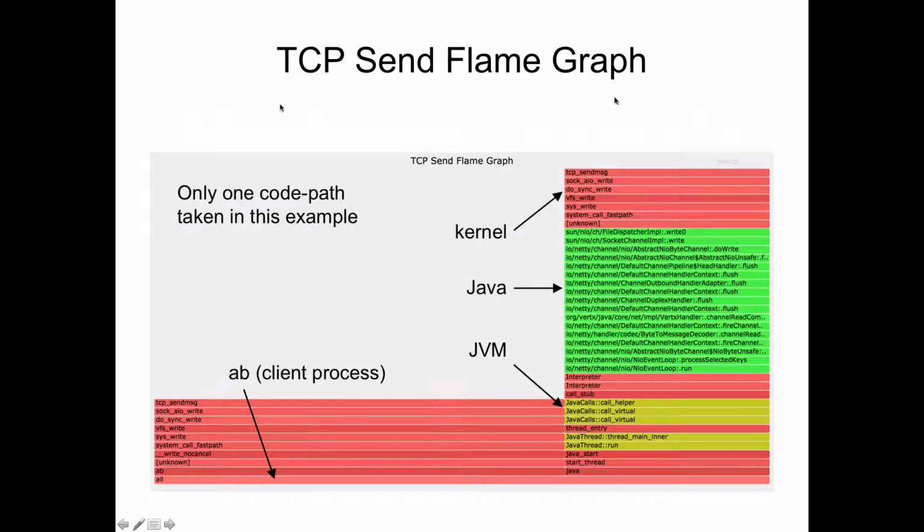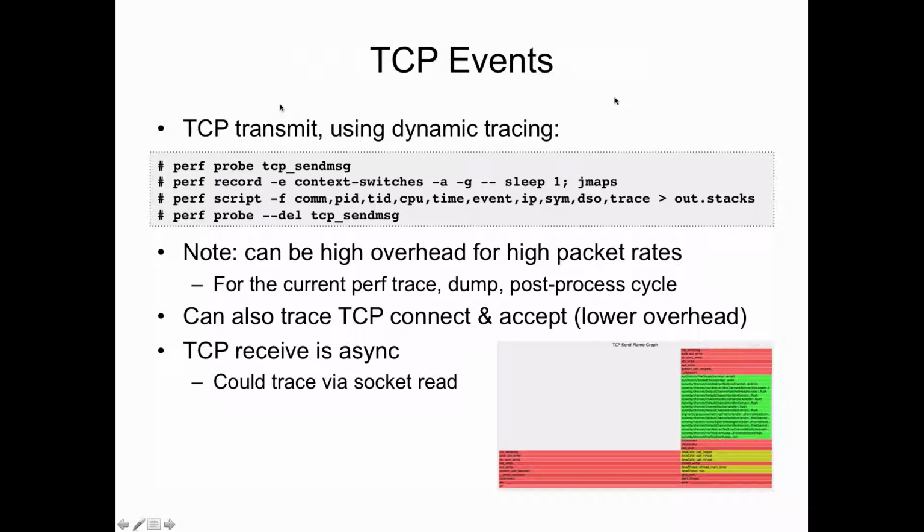And so this is really boring because it's all one path. But you may have an application where you don't know, why am I doing TCP stuff? Why am I doing TCP connections? Just show me the code paths that get to it. I have to be really careful about tracing TCP send message because it's really frequent. And so I was doing a sleep once, I was only capturing 1 second of this output.